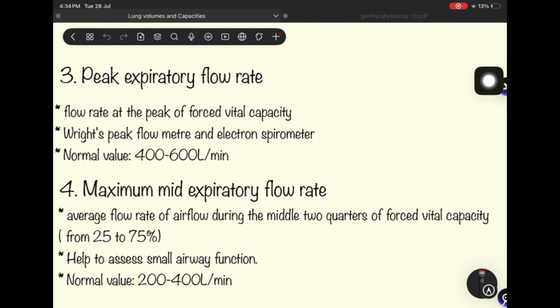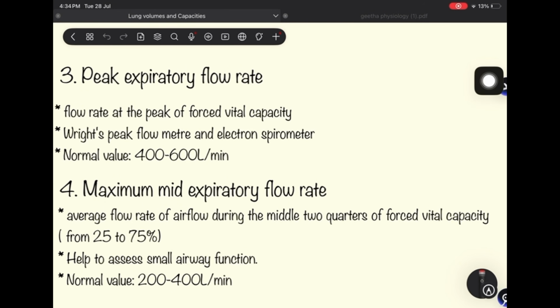The next is the peak expiratory flow rate. It is the flow rate at the peak of the forced vital capacity. It is measured using Wright's peak flow meter and electronic spirometer. The normal value of peak expiratory flow rate is 400 to 600 liter per minute.